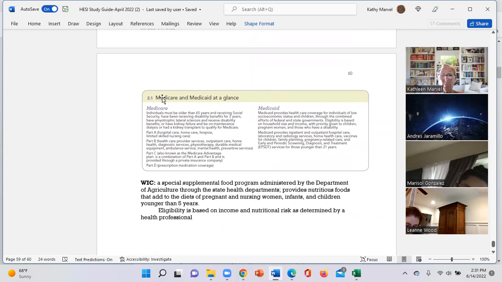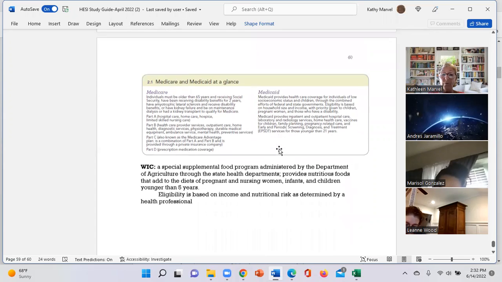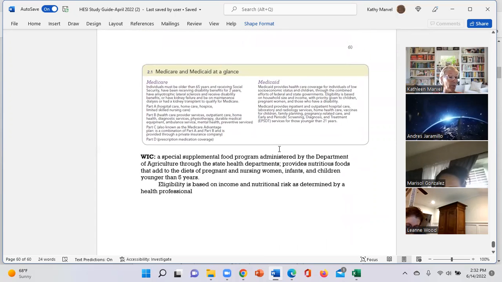Okay, and this is a nice little box here, box 2.1 on the last page, Medicare and Medicaid at a glance. It's a nice summary. And then we specifically mention WIC, because there's some information that we've gathered that they ask about women's and children's resources. So we've put a little paragraph in here about WIC. We've all heard about WIC.